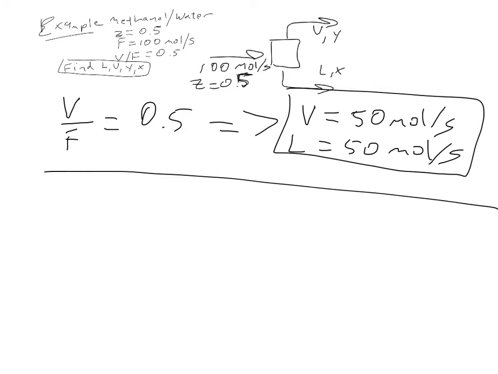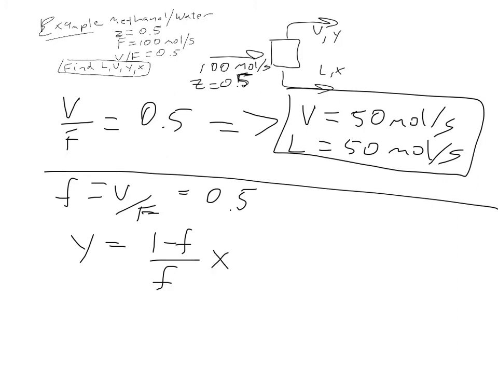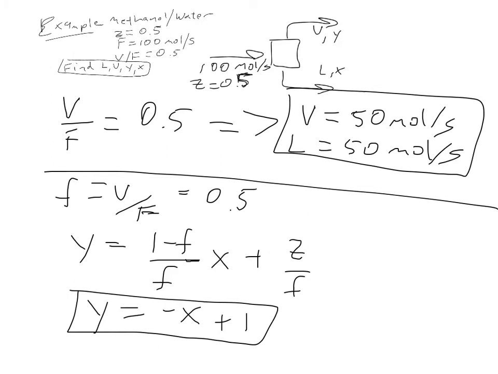So first thing we want to do, using the graphical method, is come up with an equation for our operating line. So in this case, let me write out f is equal to V over F is equal to 0.5. That was just given in the problem. And our operating line equation is Y equals (1 minus f) over f times X plus z over f. So that's our equation. If we take little f and plug it into this equation, we're left with a simple operating line: Y is equal to negative X plus 1. That is our operating line, and that's what we're going to use to solve this problem.